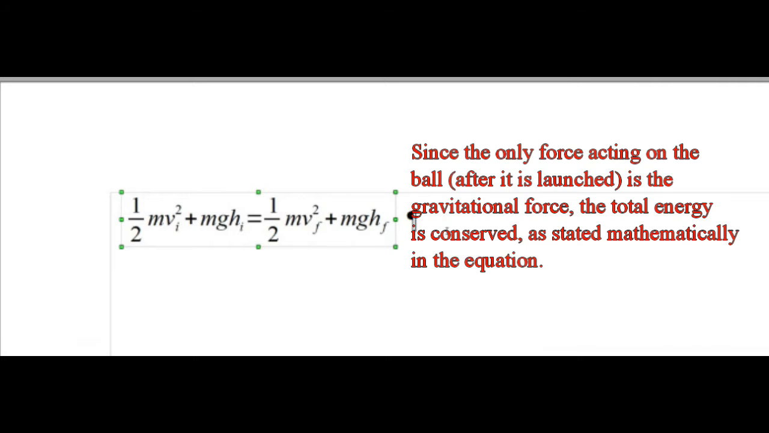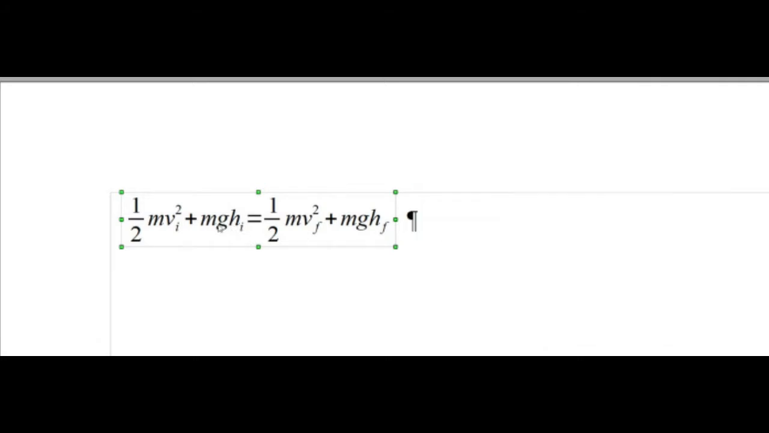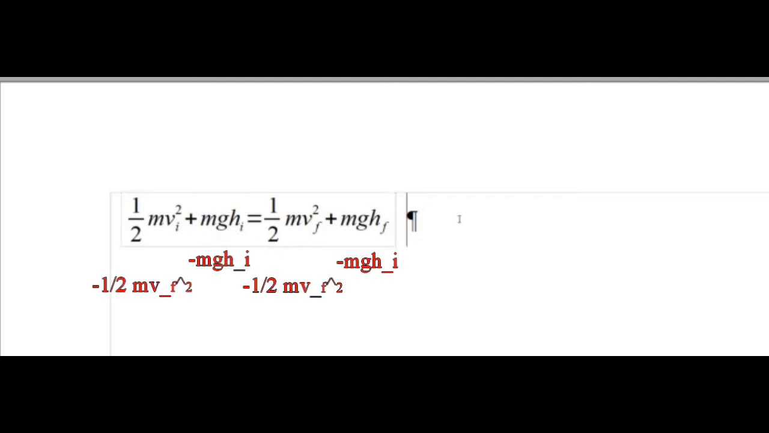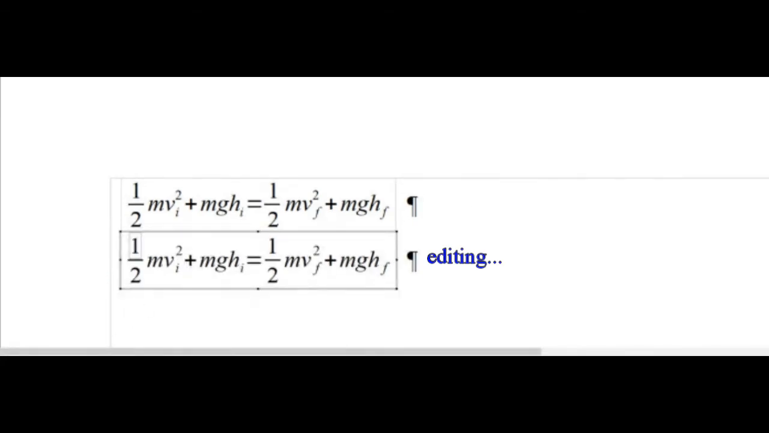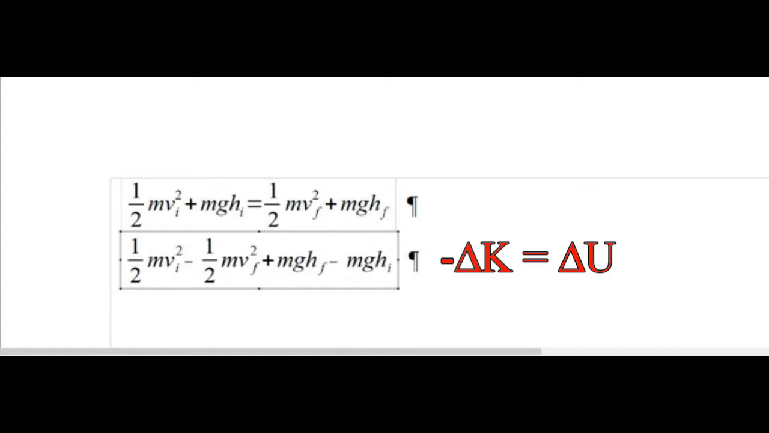All right. If we assume that, well, we're looking for a change in height, so I want to get m g h over to the right-hand side, and I'm going to get the v f over to the left-hand side. So I'm going to subtract m g h from both sides, and then subtract the v final.